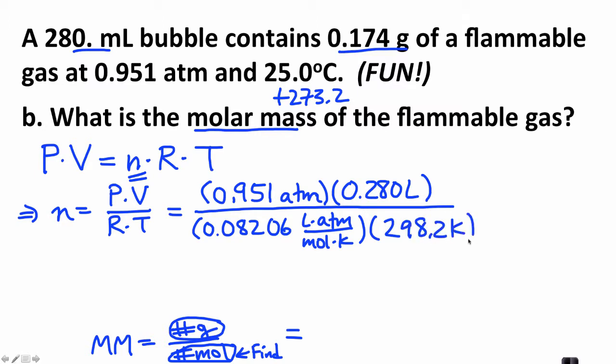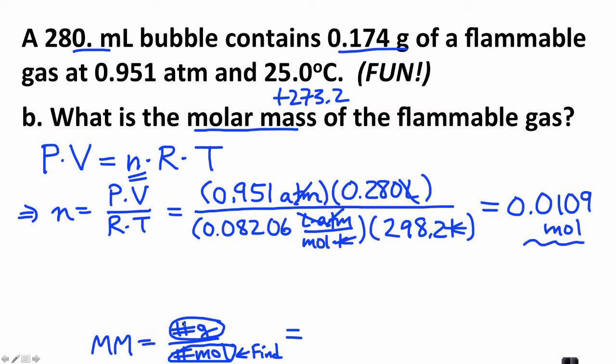298.2 Kelvin. And if we check our units, atmospheres cancel, liters cancel, Kelvin cancels, and it leaves us with 1 over moles, which will end up being moles. And what we get from this calculation is 0.0109 moles of our gas.